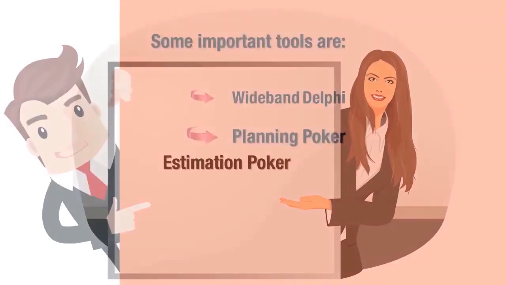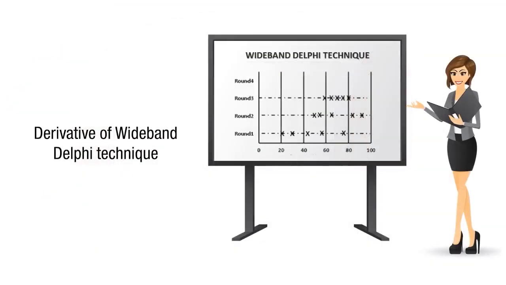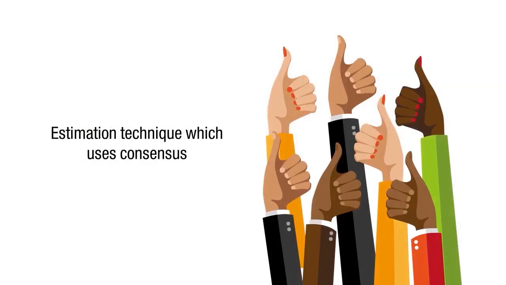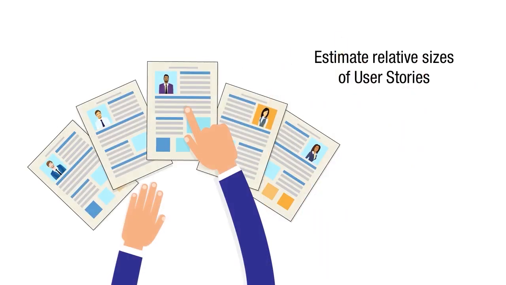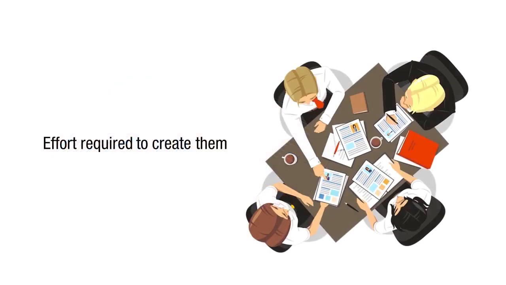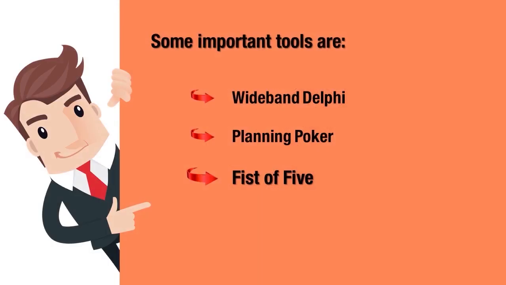It is also called estimation poker. It is a derivative of the Wideband Delphi technique. This is an estimation technique which uses consensus to estimate relative sizes of user stories or the effort required to create them. Next technique is Fist of Five.